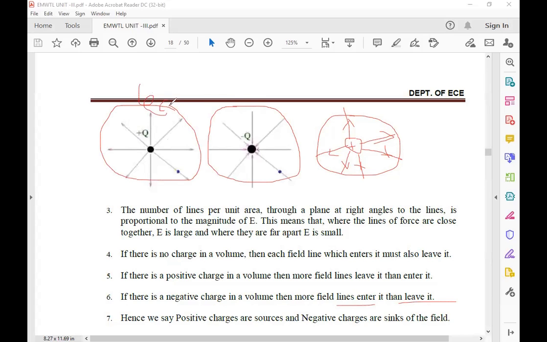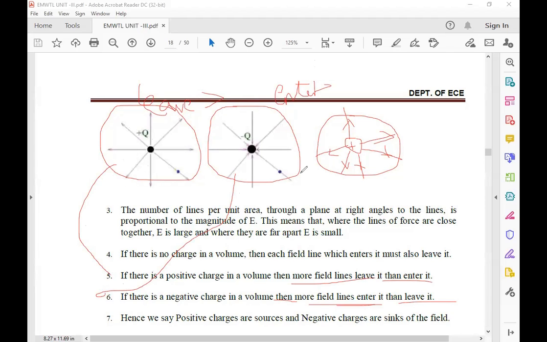Here the leaving is more than entering, and here the entering is more than the leaving. That is the sixth point, saying that if there is a negative charge in a volume, then more field lines enter it than leave it. If there is a positive charge in a volume, then more field lines leave it than enter it. The fifth point covers the first case, and the sixth point covers the second case, considering negative and positive charges inside.